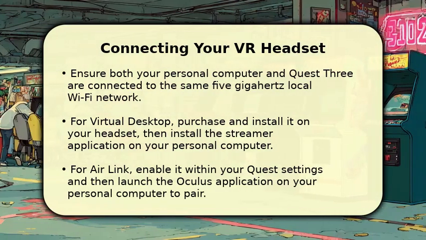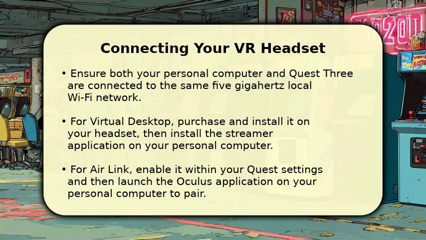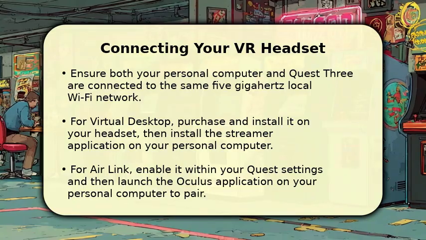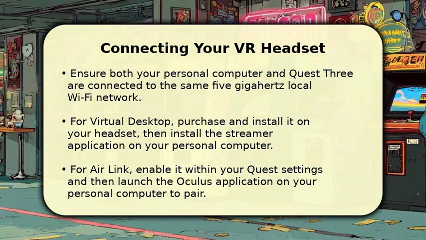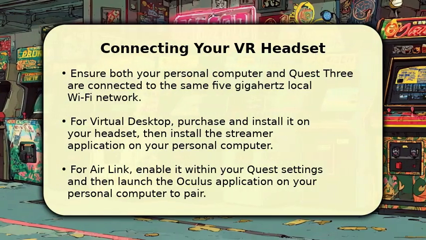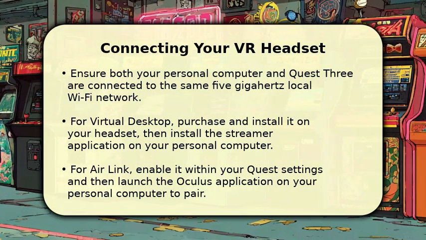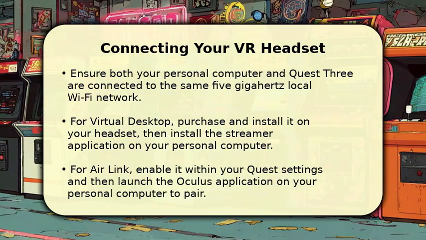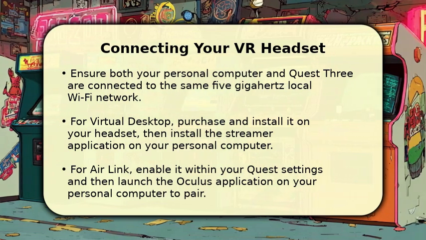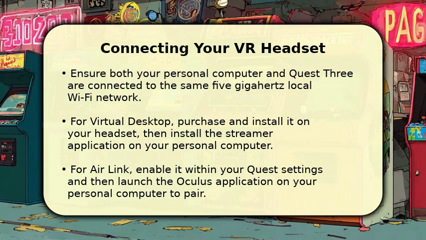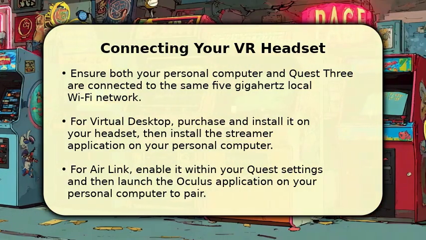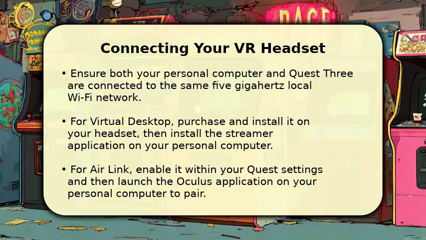First, ensure your personal computer and Quest 3 are on the same local network, ideally a 5 GHz Wi-Fi. If using Virtual Desktop, purchase and install it on your headset, then install the companion streamer application on your personal computer. For AirLink, simply enable it within the Quest settings and then on your personal computer's Oculus application. This connection forms the bridge, allowing your headset to display content streamed from your personal computer. Aim for a stable link with minimal latency for the best results.